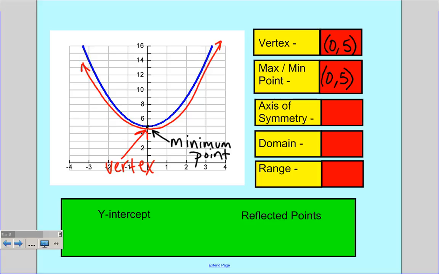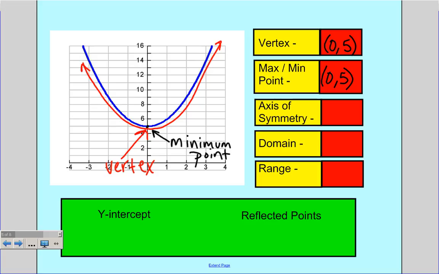And that's pretty simple. If it's opening down, you have a top point. If it's opening up, you have a bottom point. The next term we have up there is axis of symmetry. Now, this is a symmetrical shape, meaning it can be folded in half on itself. Everything that's symmetrical can be folded in half. There's a line where you fold it. That's called the axis of symmetry.